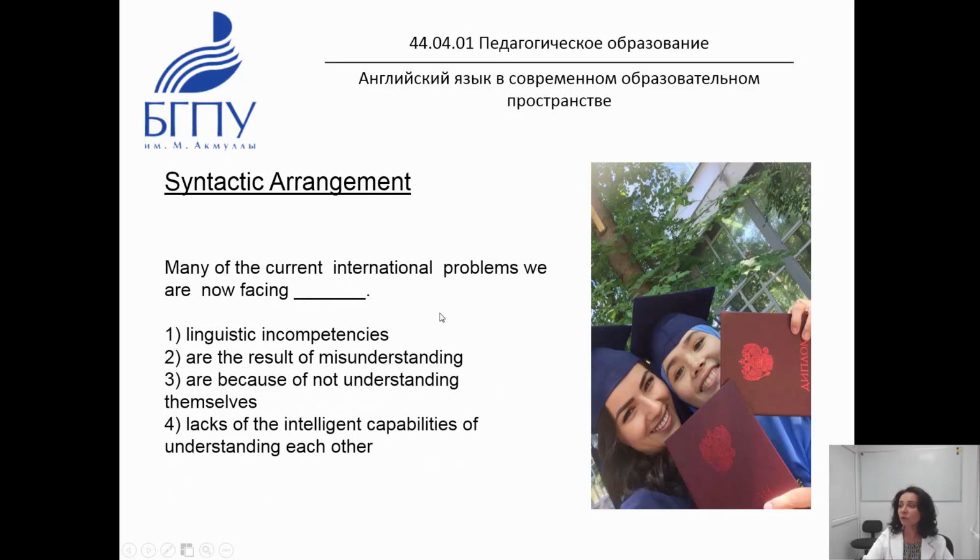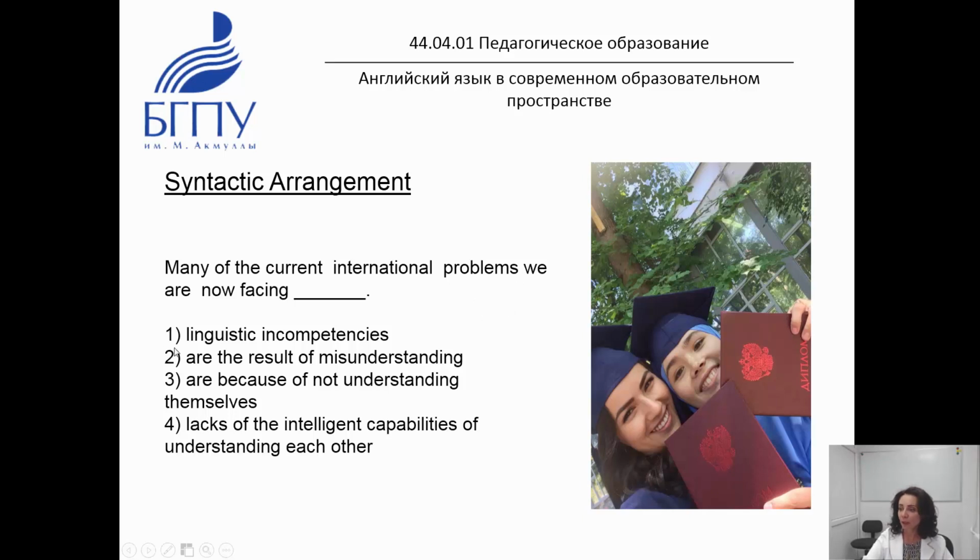Next, many of our current international problems we are now facing. And then comes the continuation. Again, let us consider their predicative lines. Many of problems, there is no predicate to that subject. We are facing, this is the complete predicative line. We is the subject, are facing, this is the predicate. That's why we are to find the predicate to the subject problems.